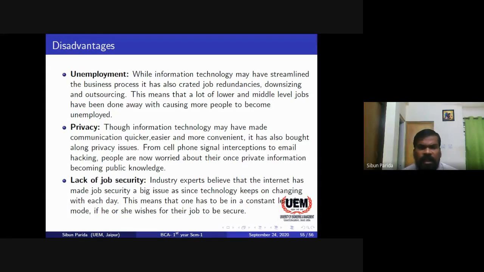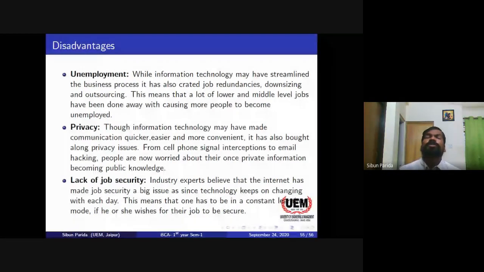Lack of job security. Industry experts believe that the internet has made job security a big issue. I can give you a small example. Initially, we learned to pronounce the word. Later on, in YouTube, in Word or in a text pad or something like that, there is a term, auto correction. Once you select auto correction, your wrong word is corrected. So when you are using this technology, you are not able to remember the spellings. What is the spelling of Einstein? I forgot. But when I am typing Einstein, the cursor shows that this is wrong and this is the right one. So that is a lack of job security also.